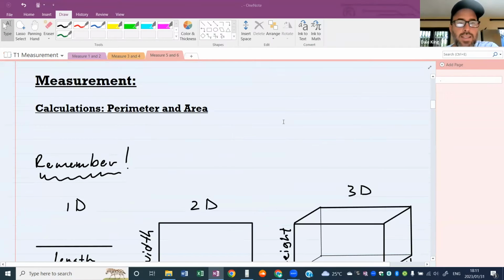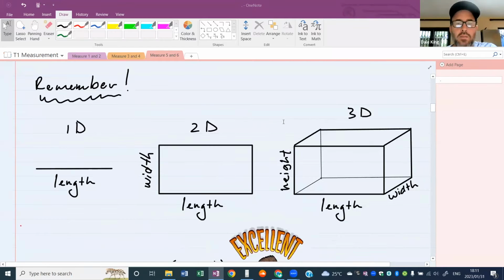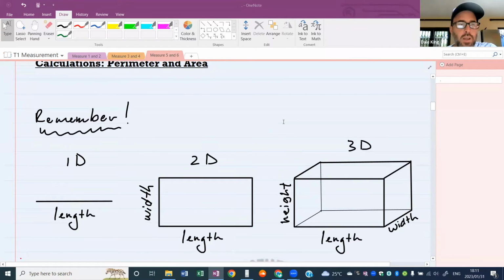Week 3, let's get into it. We're going to look at perimeter and area. Now, you might see some funny drawings on your screen there. I need to explain what's going on. We have 3 diagrams here, 1D, 2D, and 3D. Don't be scared about that.